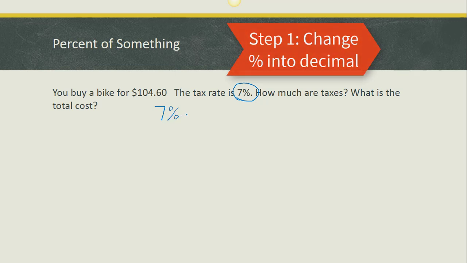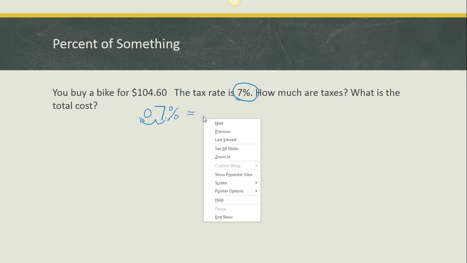So 7% as a decimal. What we do is we pretend there's a decimal after the 7. Then we move it 2 spaces to the left. And add a 0. So 7% as a decimal is 0.07.